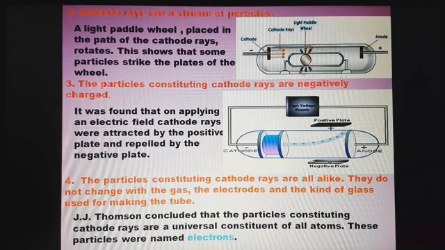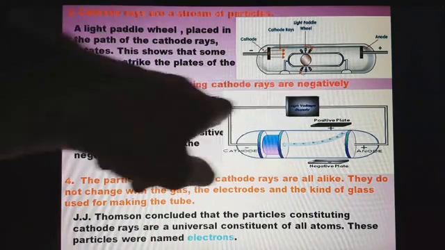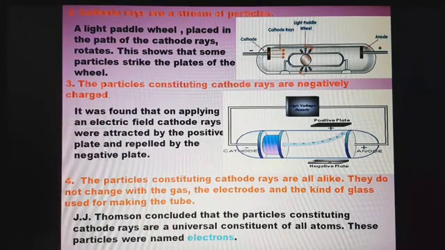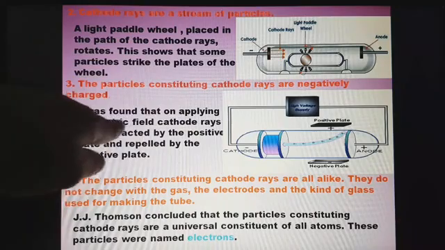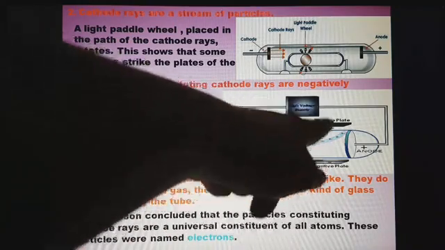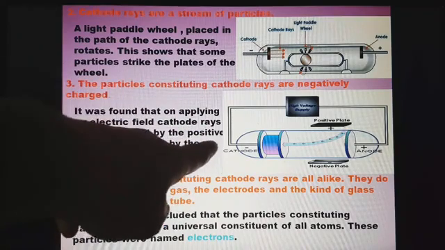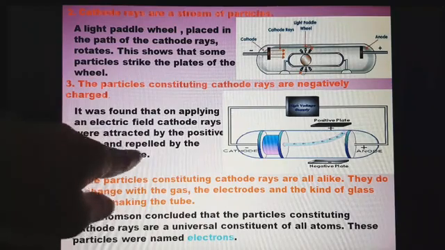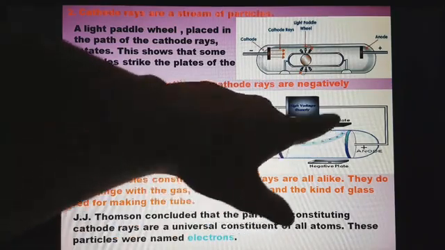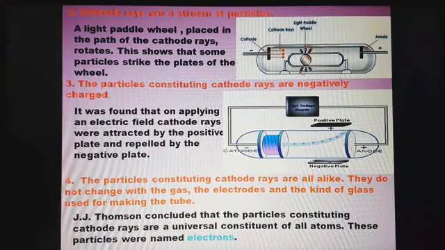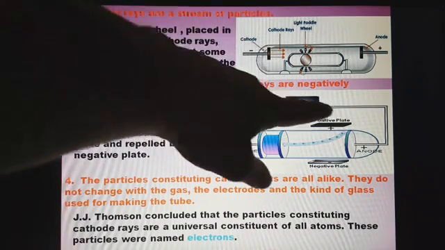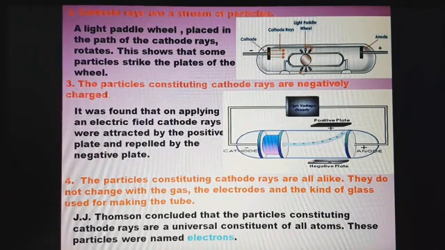Third characteristic: the particles constituting cathode rays are negatively charged. So how was this proved? It was found that on applying an electric field, as you can see here, cathode rays were attracted by the positive plate and repelled by the negative plate. This ray was attracted toward the positive plate, and as you already know, opposites attract. So negative will be attracted by positive. If the positive plate is attracting, this means that the cathode rays are made of negatively charged particles. I think this is clear.